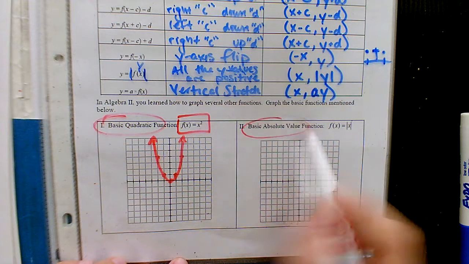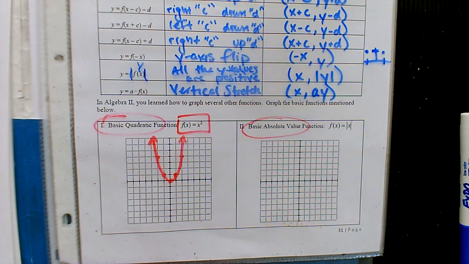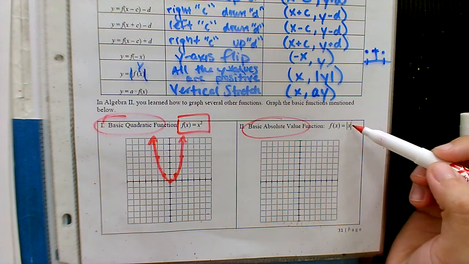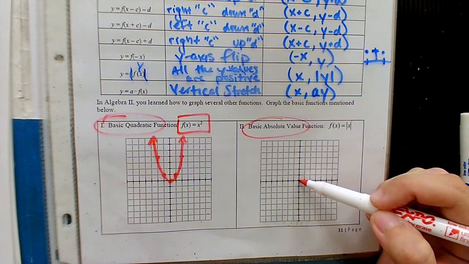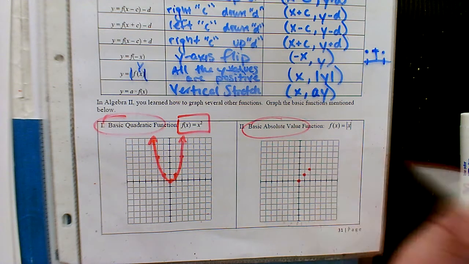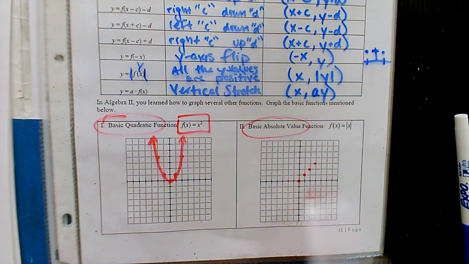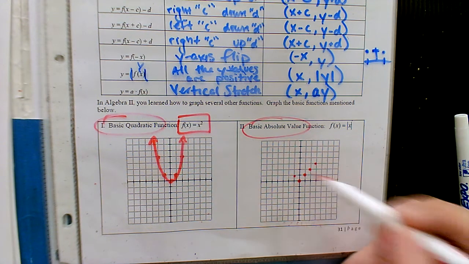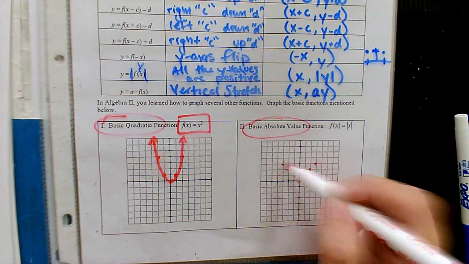What about absolute value? Do we know what that graph looks like? V. Yep. Let's pick some points. Absolute value of 0? 0. Absolute value of 1? 1. Absolute value of 2? 2. We can go on forever, right? Let's do negatives. Absolute value of negative 1? 1. Negative 2? Negative 3? There we go.